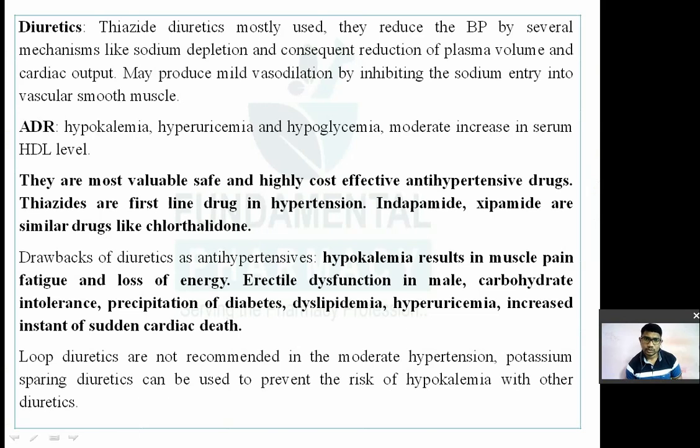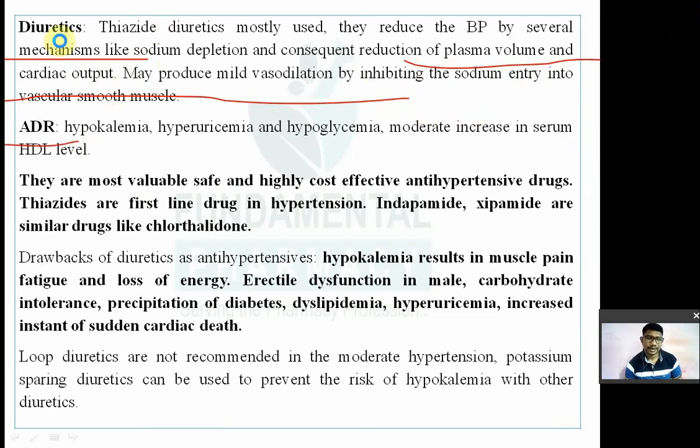Now diuretics. What comes under diuretics? Thiazide diuretics, pure osmotic diuretics, then high ceiling diuretics, loop diuretics. Thiazide diuretics are mostly used. They reduce blood pressure by decreasing the volume of blood. Mechanism: sodium depletion, which leads to reduction in plasma volume and cardiac output. They may produce mild vasodilation by inhibiting sodium entry into the cells. What is the adverse reaction?